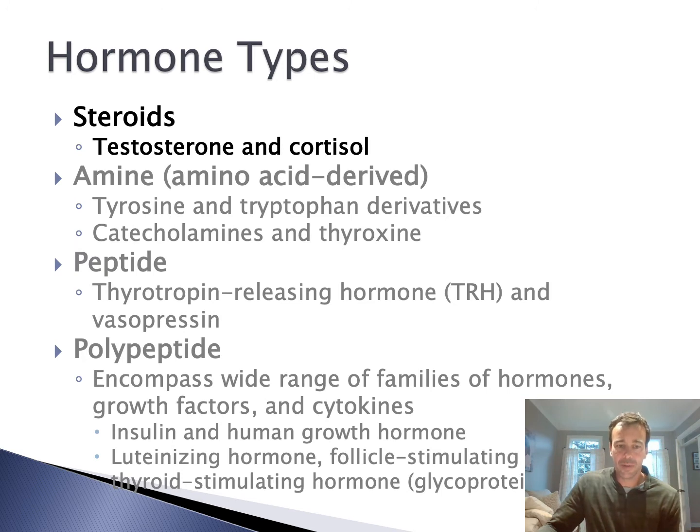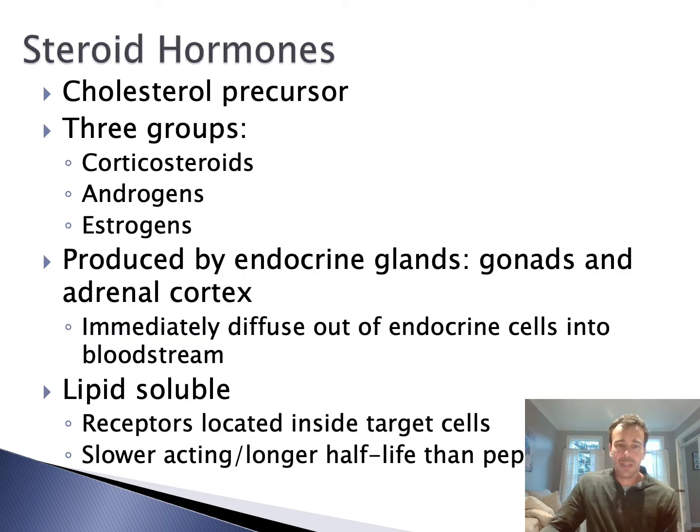First, the steroid hormones. As we've talked about in the past, cholesterol is a precursor to these steroid hormones. And there are three main groups: the corticosteroids, androgens, and estrogens. These are produced by the endocrine glands, either the gonads or the adrenal cortex. They immediately diffuse out of endocrine cells into the bloodstream. Because they are lipid soluble, their receptors are located inside target cells. They can move across the membrane of target cells. They are slower acting and have a longer half-life than peptide hormones.